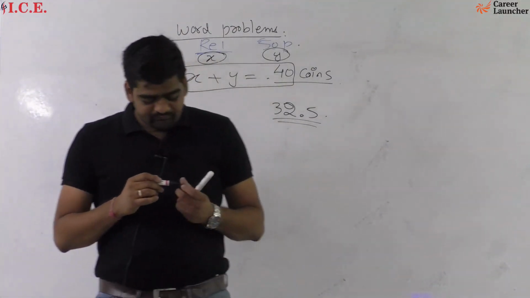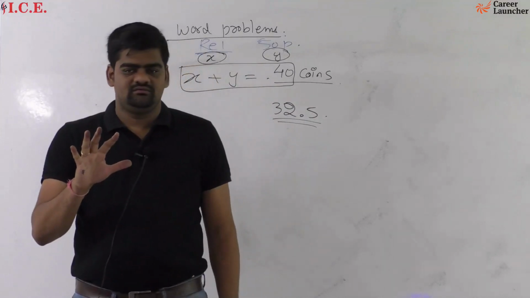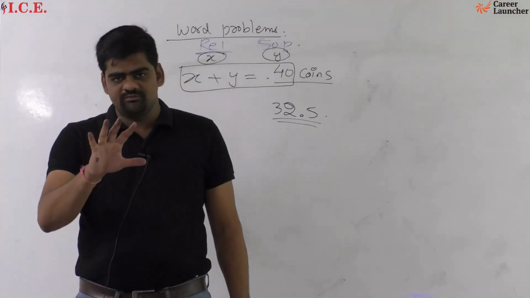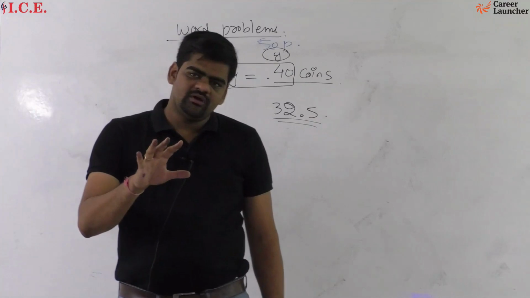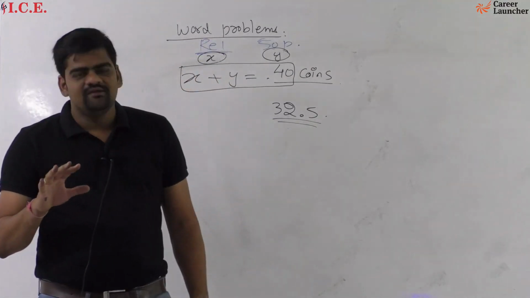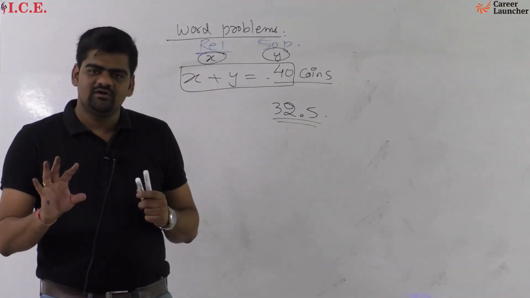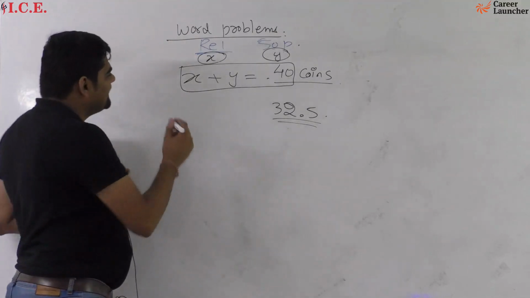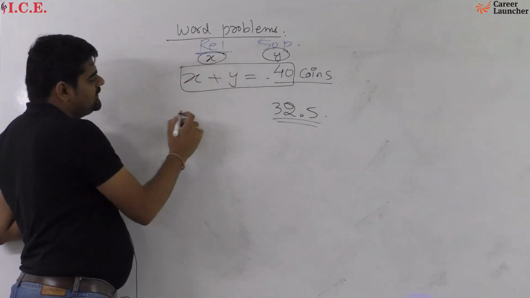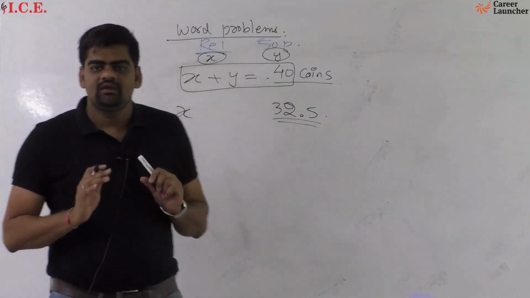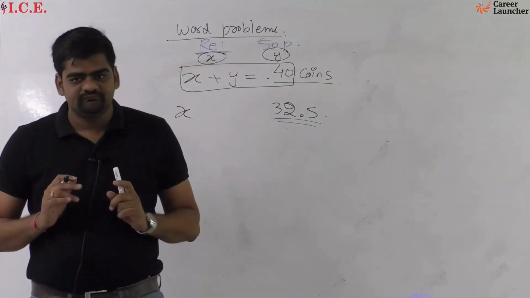Similarly, try to understand, the total value is 32.5. Tell me, if I have 5 one rupee coins, the value is how much? 5 rupees. If I have 10 one rupee coins, the value is how much? 10 rupees. If I have 50 one rupee coins, the value is 50. Similarly, the value of x one rupee coins, can I say will be x? It is the number of coins directly, right?